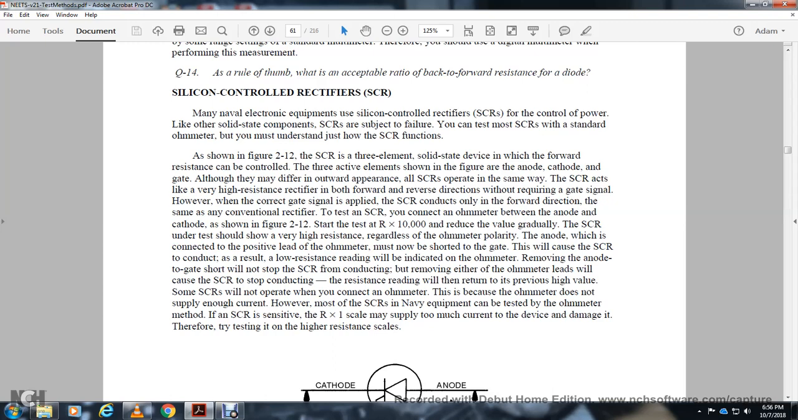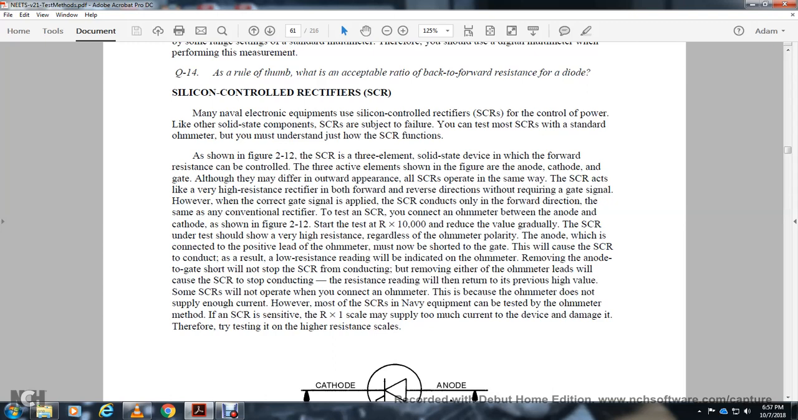To test the silicon controlled rectifier, connect the ohmmeter between the anode and the cathode as shown in figure 2-12, starting with the resistance times 10,000 scale. The silicon controlled rectifier under test should read very high resistance regardless of the ohmmeter polarity. The anode will conduct when positive. The ohmmeter must now be shorted to the gate, the lead connected to the anode of the silicon controlled rectifier, with the cathode. The low resistance reading will indicate that the silicon controlled rectifier is conducting.